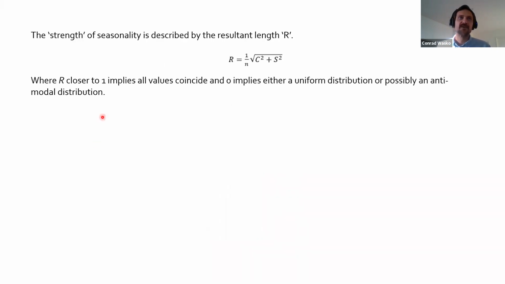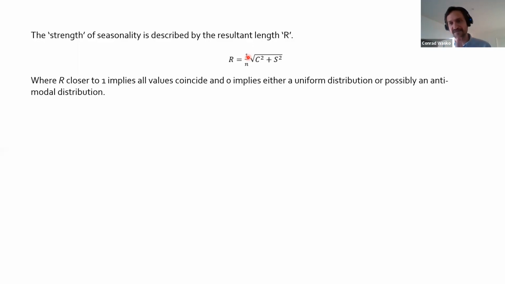And there's also a strength of the seasonality, which is described by this statistic. And it's sort of akin, I guess, me as an engineer, to a variance, though it's not called that. It's called the resultant length. And when R is 1, it implies that all values coincide, so they're all really close together and bunched up. And 0 implies that they're pretty much spread across the uniform space, or possibly antimodal.